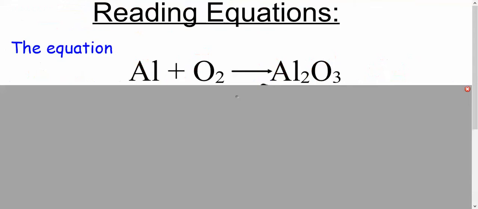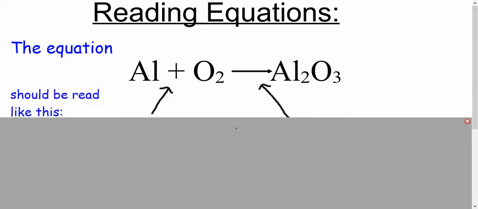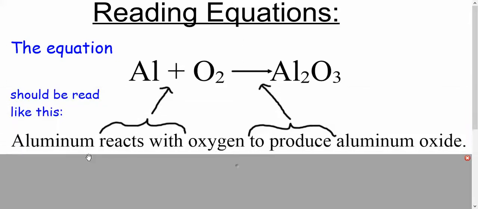Reading equations. The equation Al plus O2 yields Al2O3 should be read as aluminum, the plus sign is reacts with oxygen. This is read as to produce aluminum oxide.